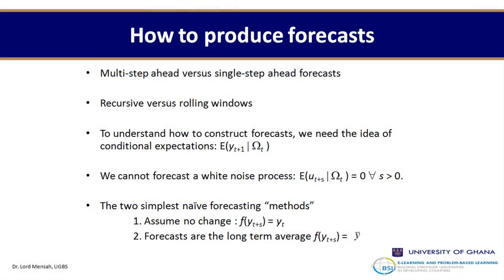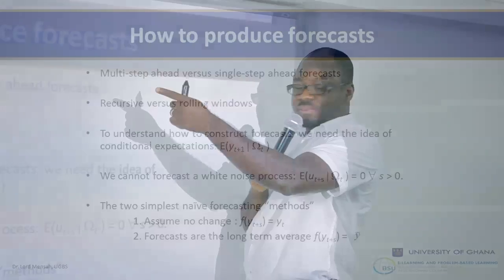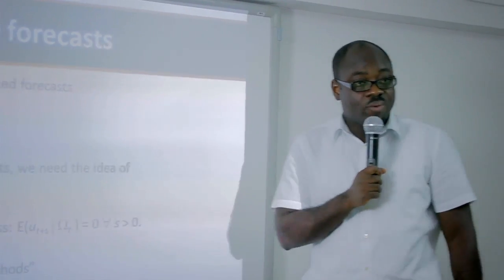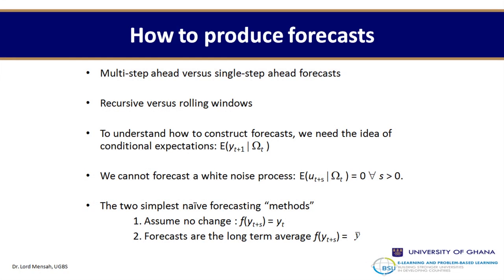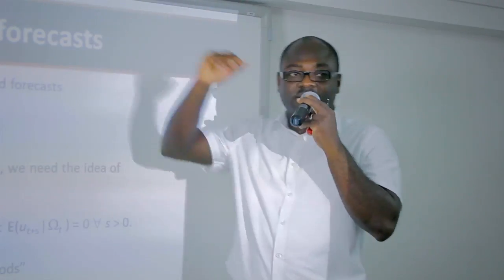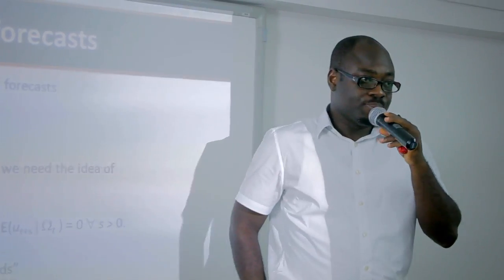And the two simplest naive forecasting methods are, one, assume no change. Naively, if you want to forecast a series, all you say is that the forecast value of Y at T plus s, for s equal to 1, 2, 3, 4, 5, is not changed from the current value. So that's a naive way of saying it's not going to change. If you want to forecast the weather, tomorrow is going to repeat today's weather. So that's a naive way of forecasting: assume no change. And then you can say that forecasts are the long-term average. So if we have a series, then the best forecast into the future is the average of the series. So nothing will happen apart from the average.